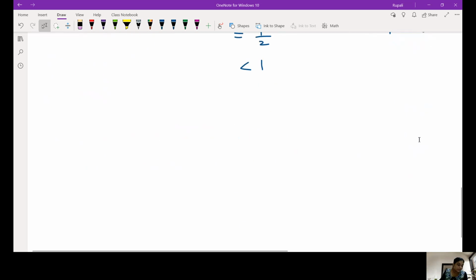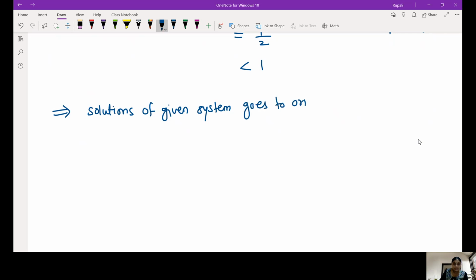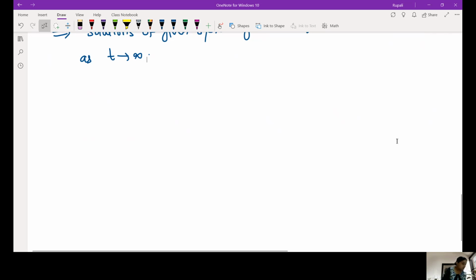So since the spectral radius of A is strictly less than 1, by the theorem we can say that the given system goes to 0, the origin, as t tends to infinity. Okay. You can have other examples based on this.